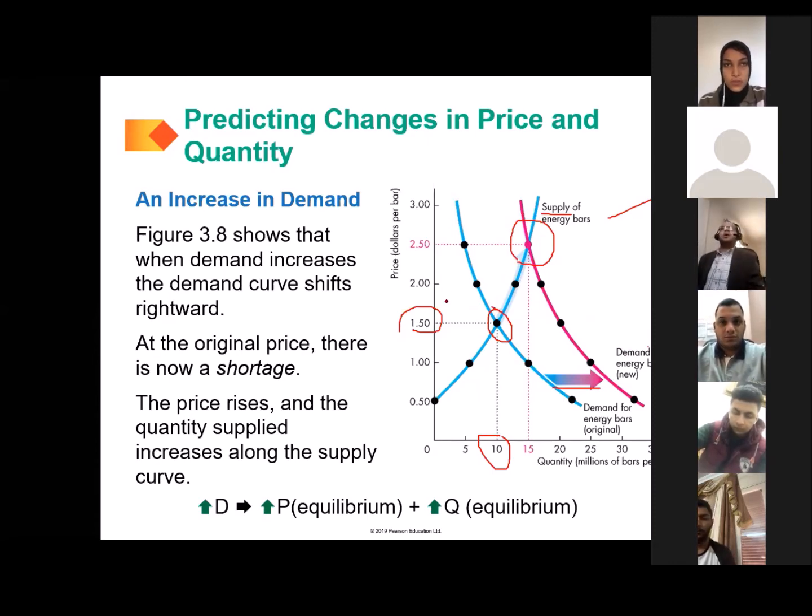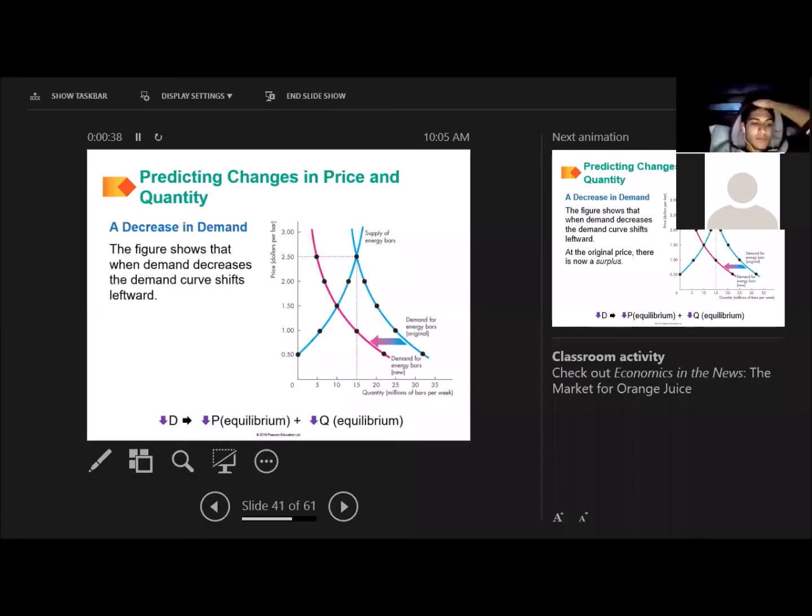What we can see here is the price on the market. The price will go up.